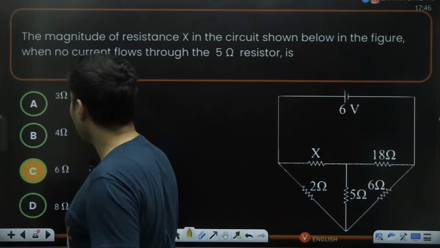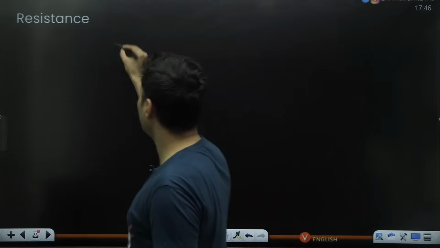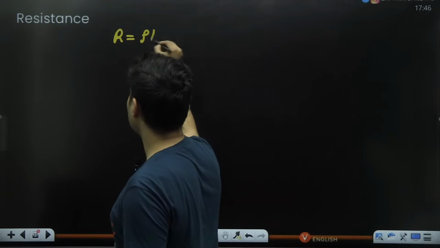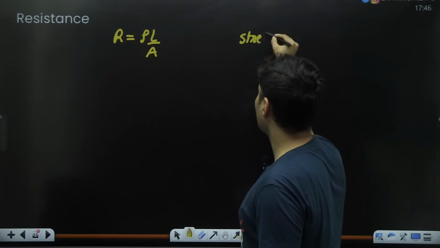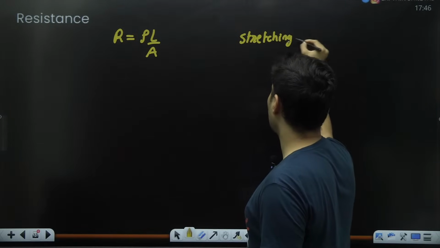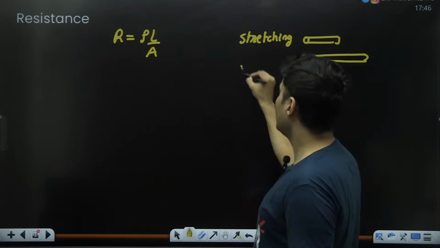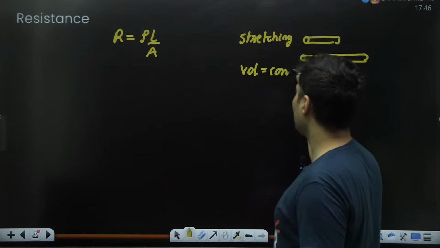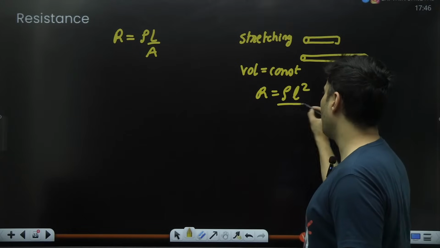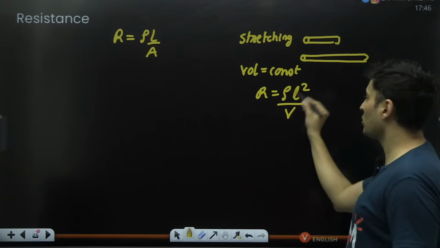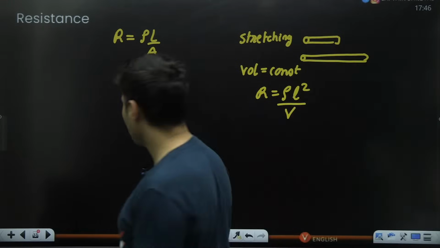Okay. Moving on to the next set of questions, resistance. Simple formulas: R is equal to resistivity times L by A. But sometimes when you have stretching problems, a resistor is there and you are pulling it and stretching it, then the volume will be constant. Keep that in mind. So resistance will become rho L square by volume. So then it is proportional to the square of the length because the volume will be constant. These kind of questions also do come.